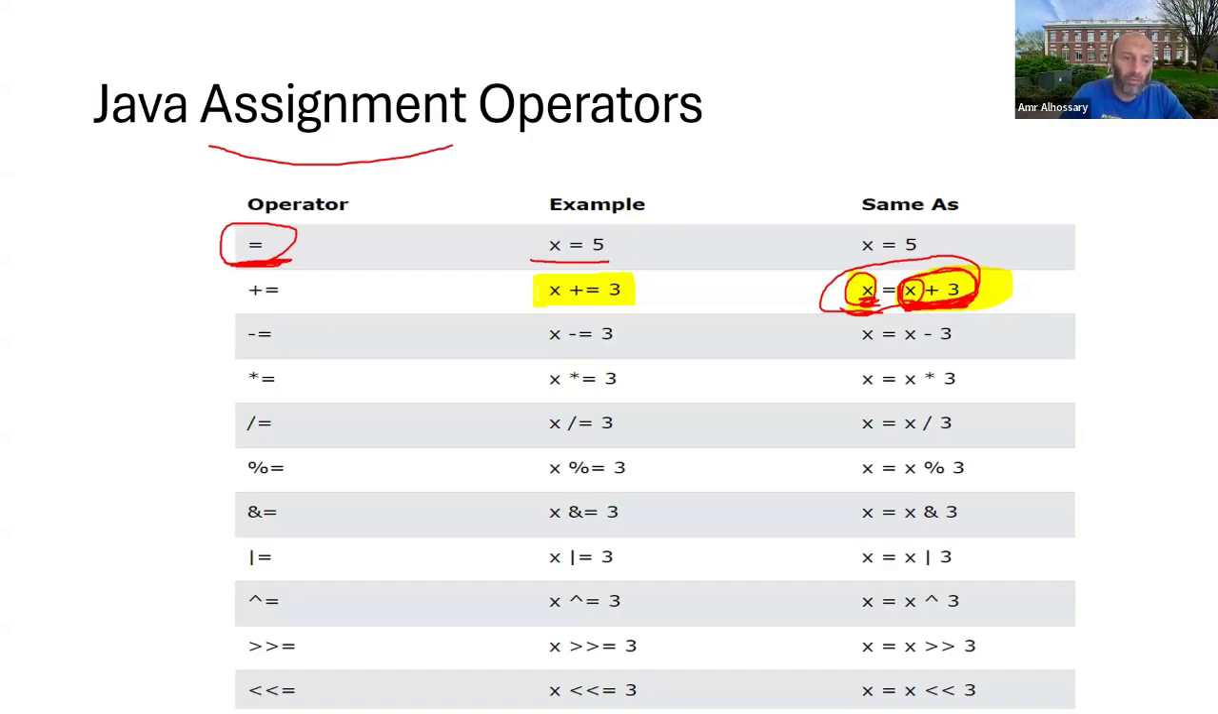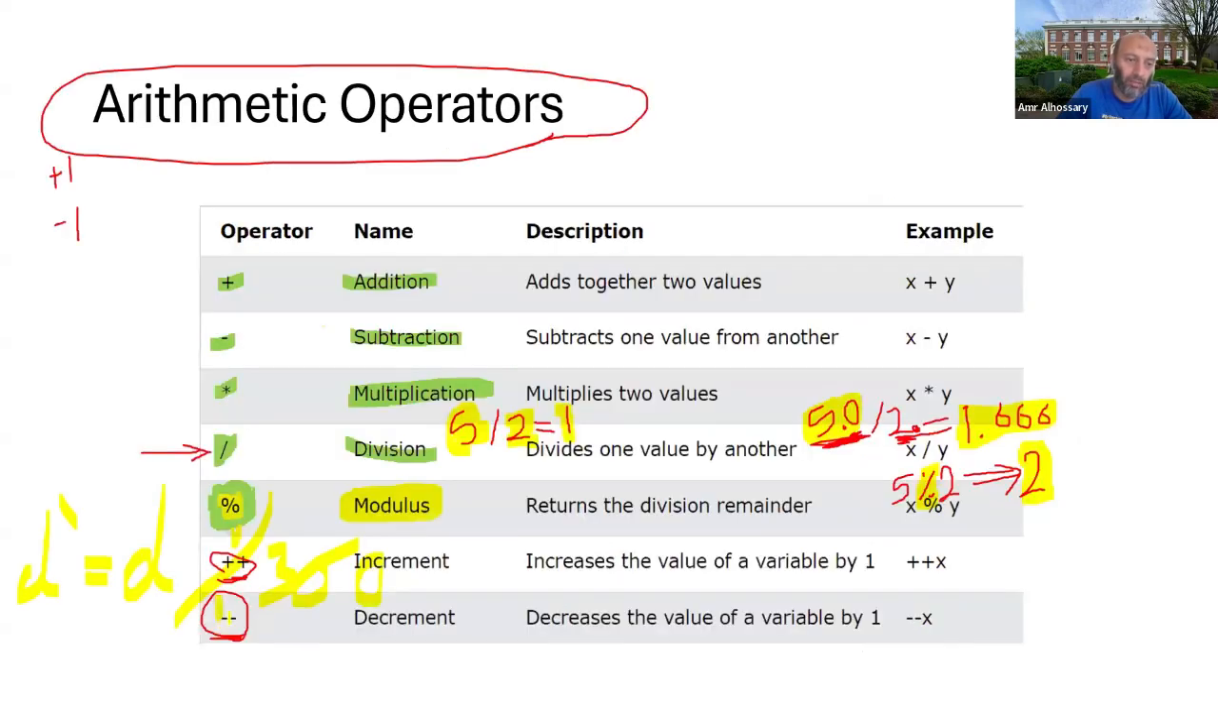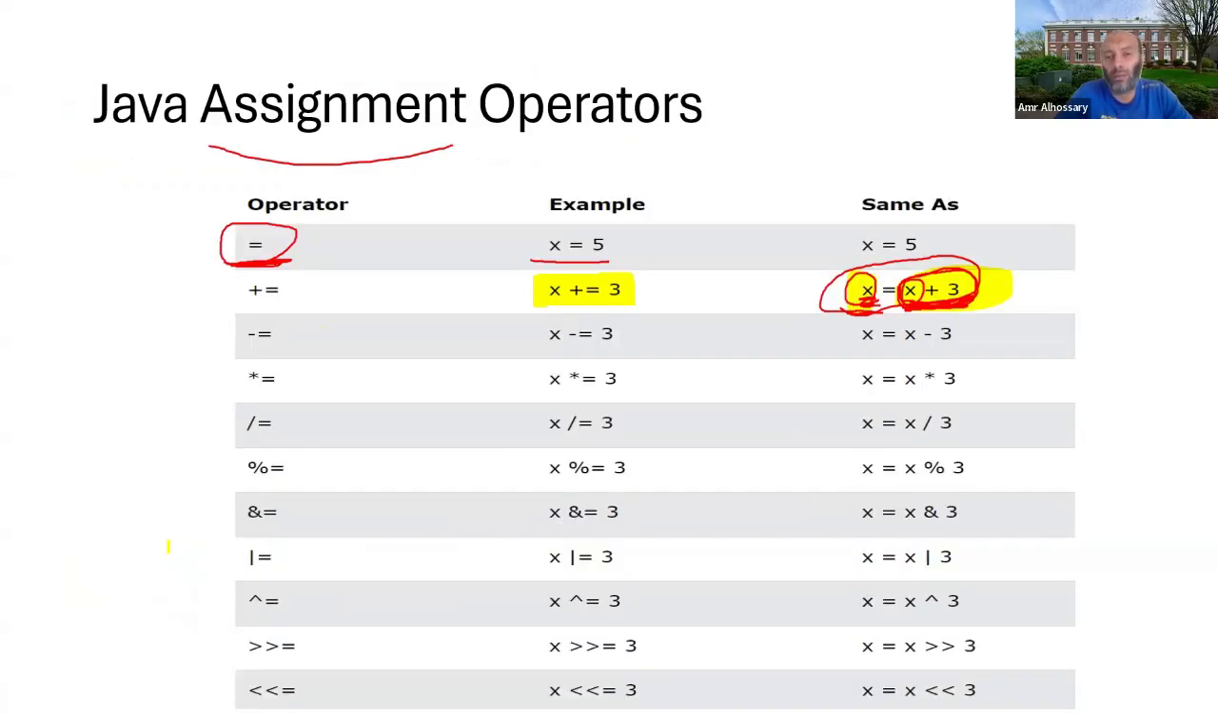For the same reason why we say that minus minus and the plus plus are faster. We'll talk about that later, but keep in mind for now that plus equal is as effective as x equals x plus 3. The same for minus. This is plus equal, this is minus equal, this is multiply equal, this is divide equal, this is modulus equal, called the rest later.